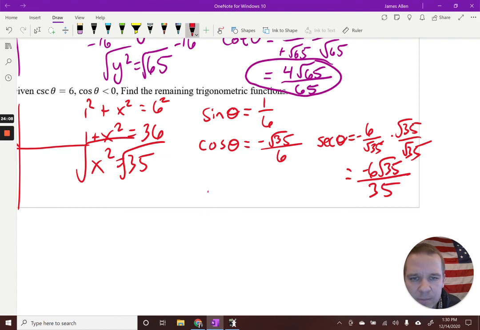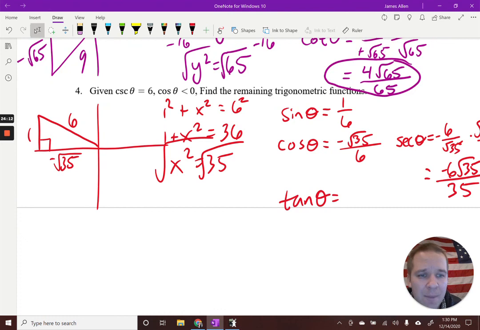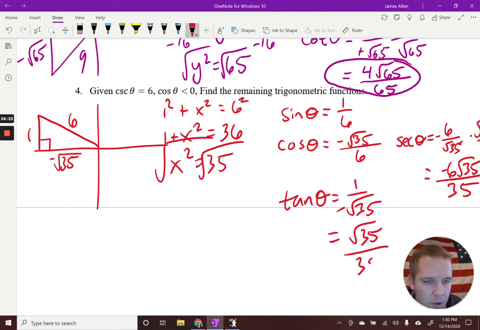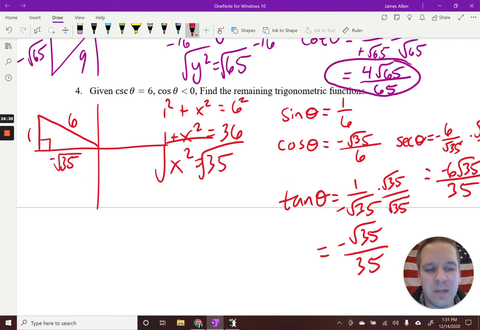Then we got tangent of theta would be opposite over adjacent. So this would end up being negative square root of 35 over 35, right? Negative still. And again, we got that by doing the square root of 35 over square root of 35. I went crazy on that one. I did it without work. But then I felt the need to go show my work. I apologize.